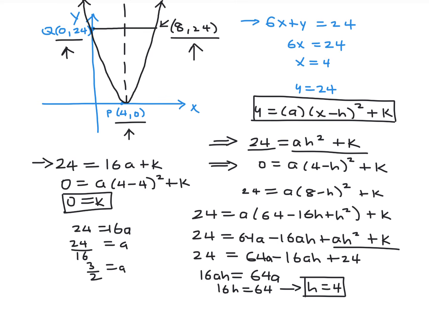Okay, finally we got it all. So therefore, y is equal to 3 over 2 times x minus 4 all squared. And then k is 0, so we don't need to put that in. So y is equal to 3 over 2 times x minus 4 all squared is the equation of the parabola.